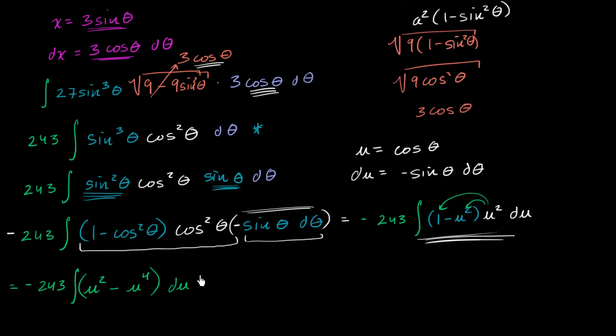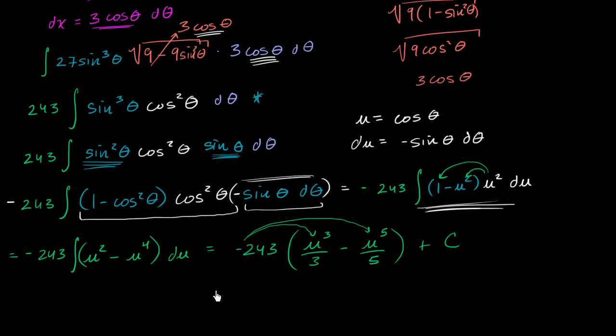Now this is pretty straightforward to take the antiderivative of. This is negative 243 times the antiderivative of u squared, which is u to the third over 3, minus the antiderivative of u to the fourth, which is u to the fifth over 5. And of course, we're going to have a plus c out here. Just so that we can get rid of this negative, we can distribute the negative sign. So this one becomes negative, that one becomes positive, and we get all of this being equal to 243 times u to the fifth over 5 minus u to the third over 3 plus c.